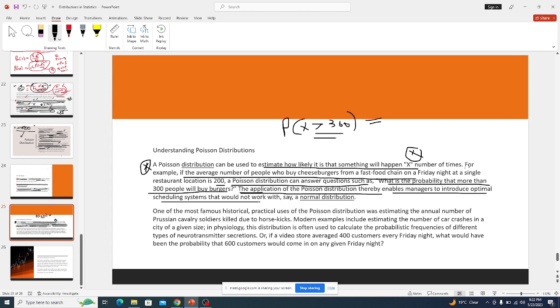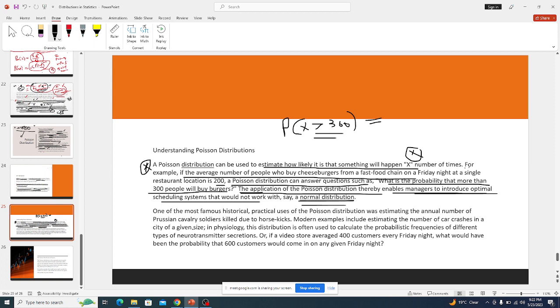that would not work with a normal distribution. So with this, the manager can strategize and see if he can optimize the system, or increase the head count in terms of the cooks, so that we might meet that demand.